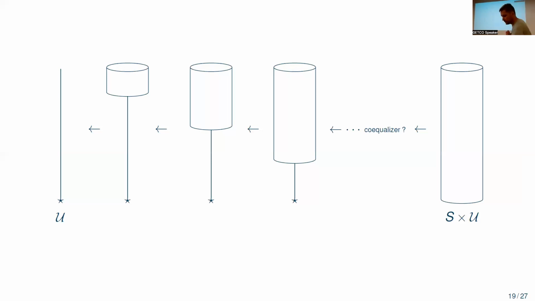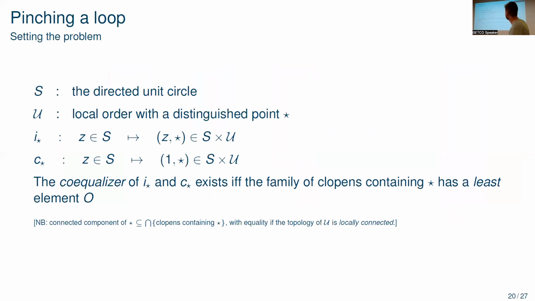Okay. And what we will see in the sequel is that depending on the topology of U and the choice of the local order U, the coequalizer may exist, may not exist, or may not respect the topology. Actually, everything is possible.